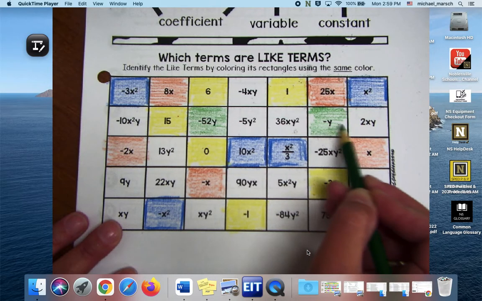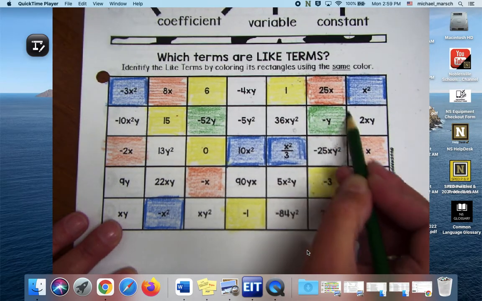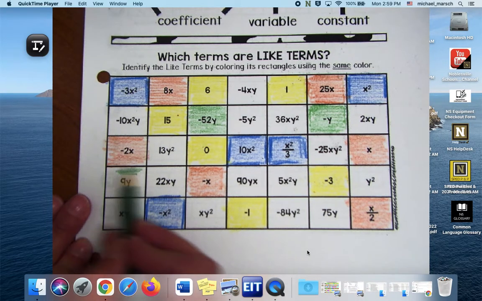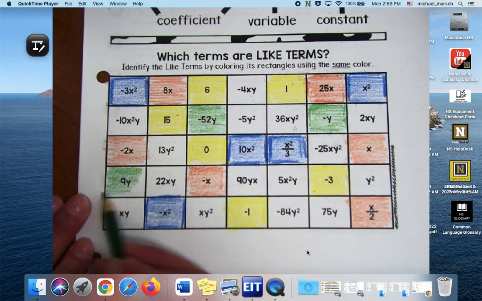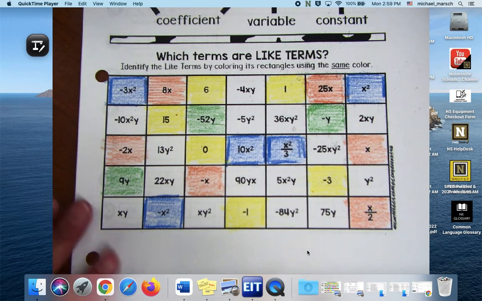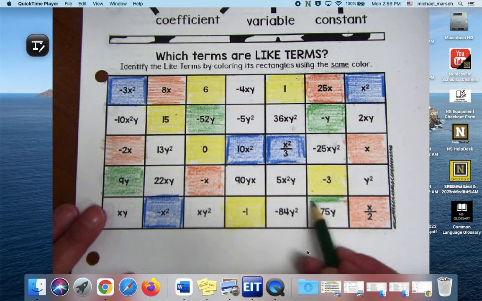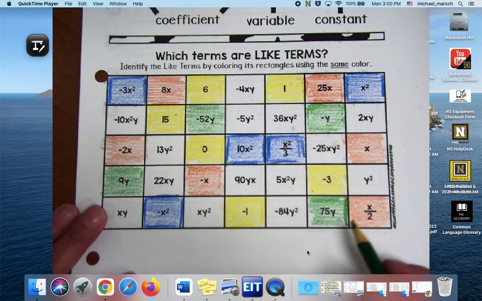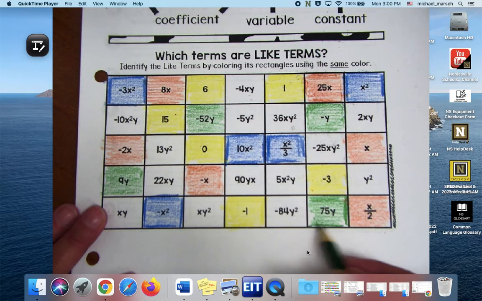Nope, the exponent has to be the same. What about x? No. 9y, 75y. There you go.